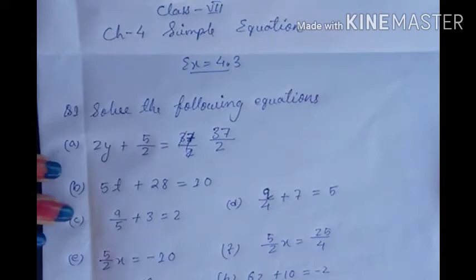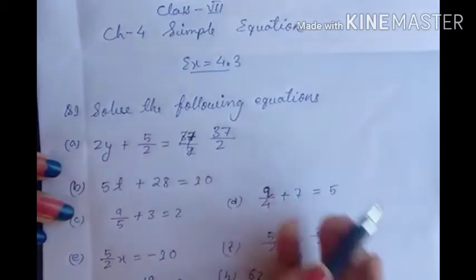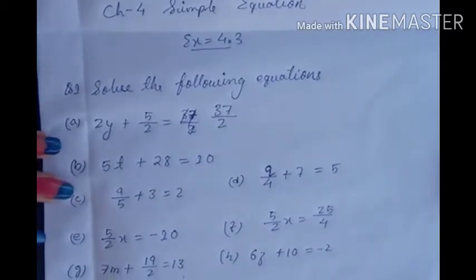Here I will cover exercise 4.3 question number 1. Solve the following equation. So we are solving an equation, isn't it? What is an equation? Where there will be equality, isn't it? Equality with the variables.